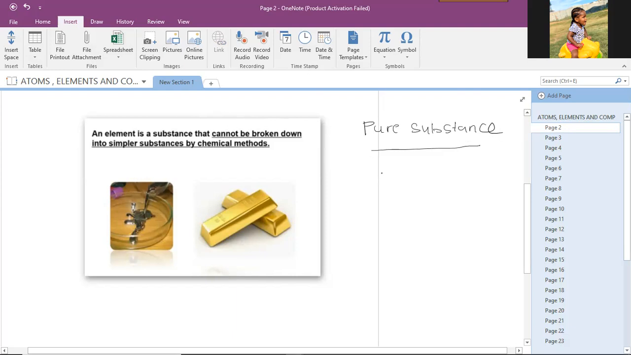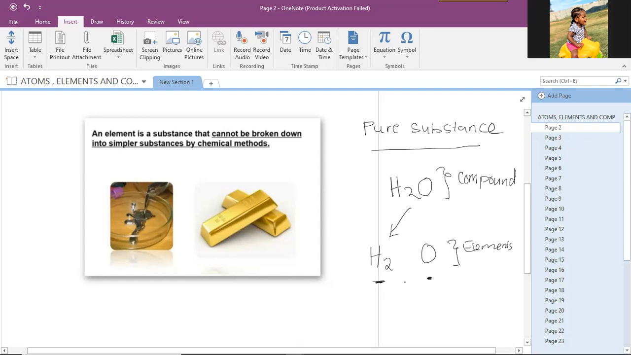What do I mean by this? If I have something like salt, or let me say something simple like water. Water is made up of two hydrogen atoms and one oxygen atom. I can split water up into its two components, hydrogen and oxygen. These two are the elements that make up water. Because water is a compound, I've been able to split it up into hydrogen and oxygen. These two components are known as elements.